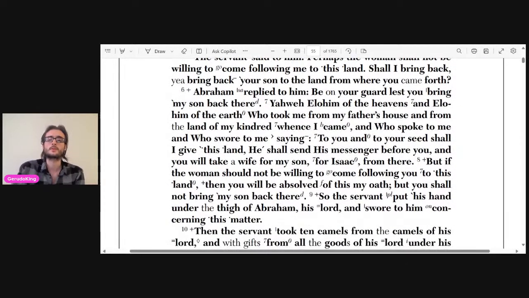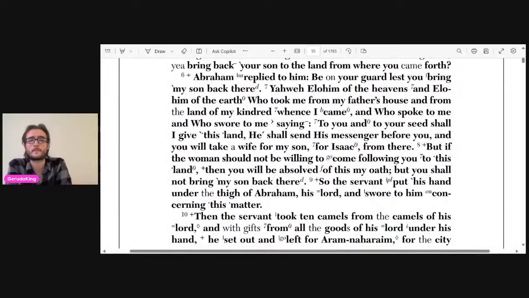Abraham replied to him, "Be on your guard, lest you bring my son back there. Yahweh Elohim of the heavens and Elohim of the earth, who took me from my father's house and from the land of my kindred whence I came, and who spoke to me and who swore to me, saying, 'To you and to your seed shall I give this land,' he shall send his messenger before you, and you will take a wife for my son, for Isaac, from there.